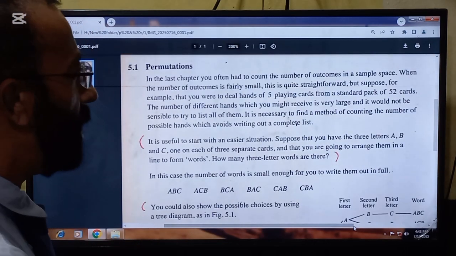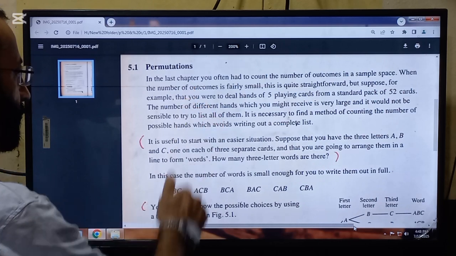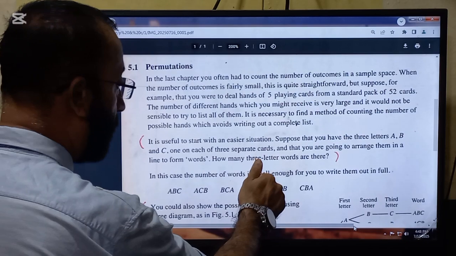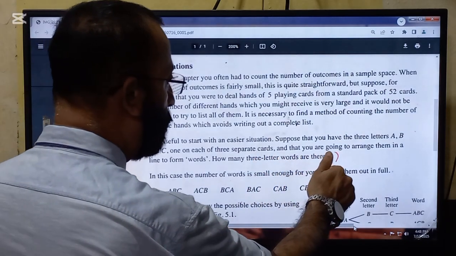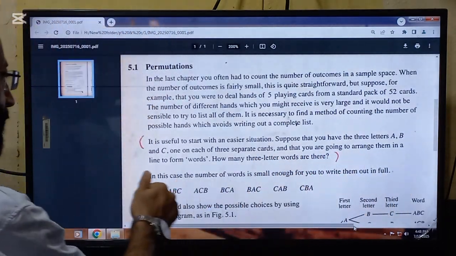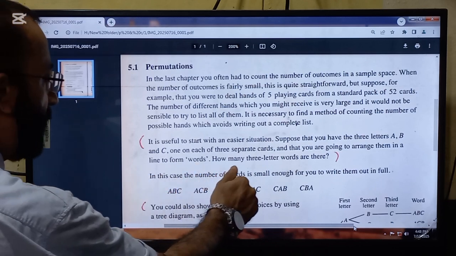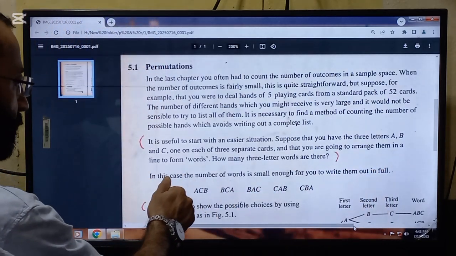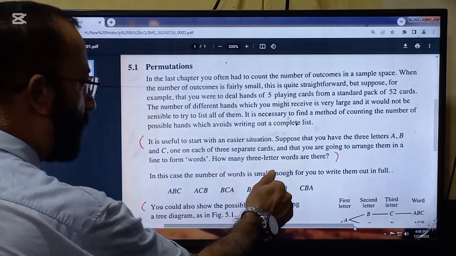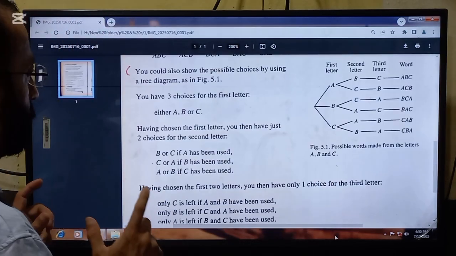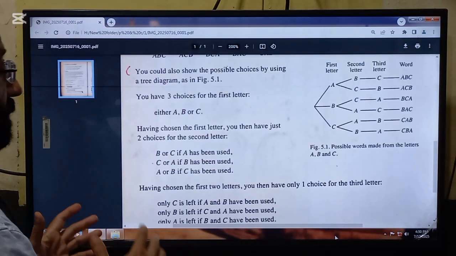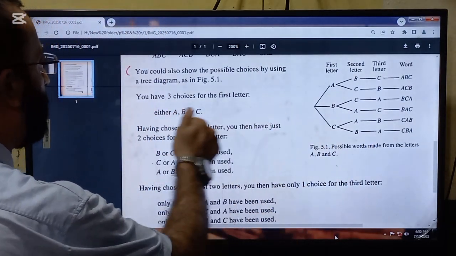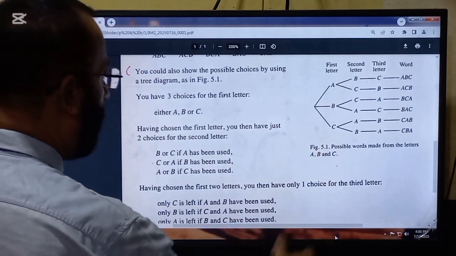The first thing that we are going to read is permutations. So concentrate yourself. It is useful to start with an easier situation. Suppose that you have the three letters A, B, and C, one on each of three separate cards, and that you are going to arrange them in a line to form words. How many three-letter words are there? This is easier to understand with the help of a tree diagram. You can show the possible choices by using a tree diagram as in figure 5.1.